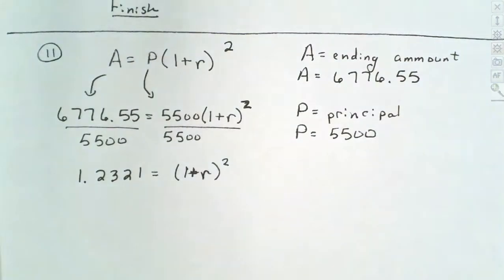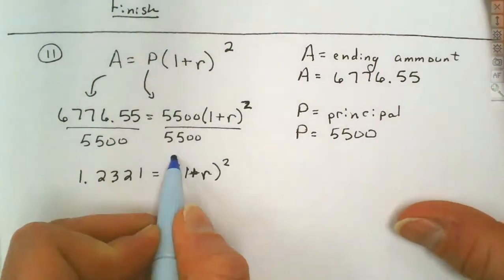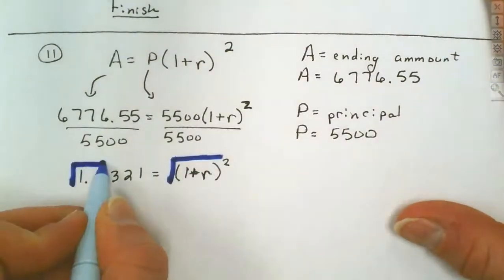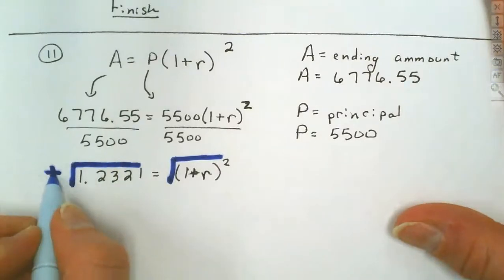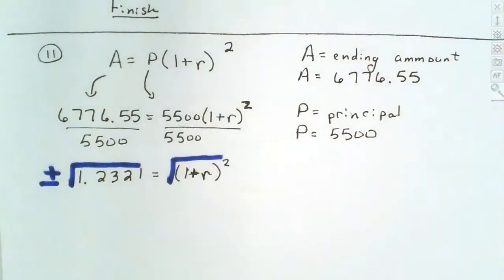Is everyone okay with this so far? So all we did is we just divided. Now let's remember back from 1.4. How do we get rid of a square? Well, we get rid of a square by using the opposite. And what's the opposite of a square? Square root. So let's go ahead and take a square root. Now, whenever we take the square root, we always have to add in that plus or minus. Remember that. That's very important that you remember the plus or minus.